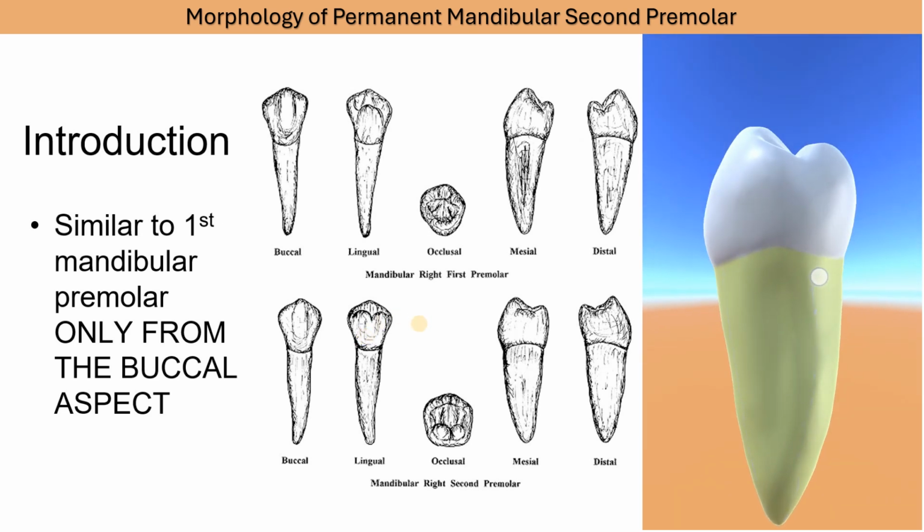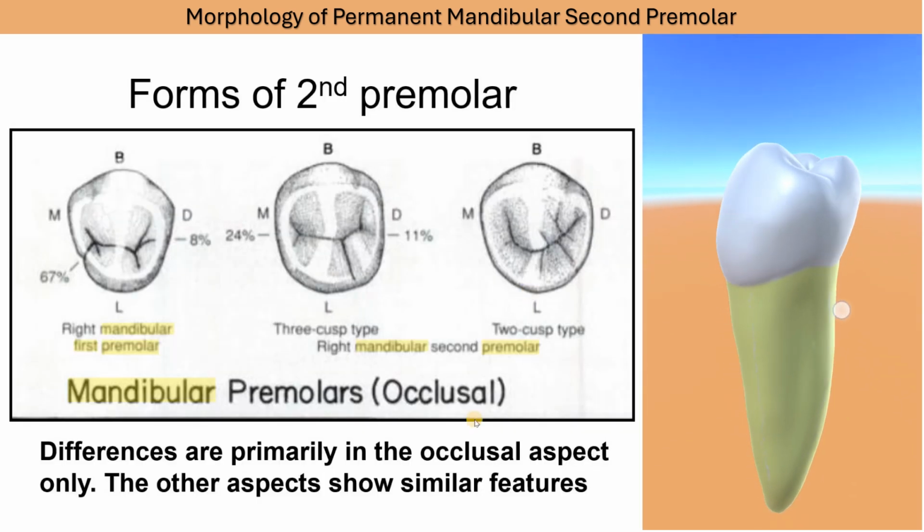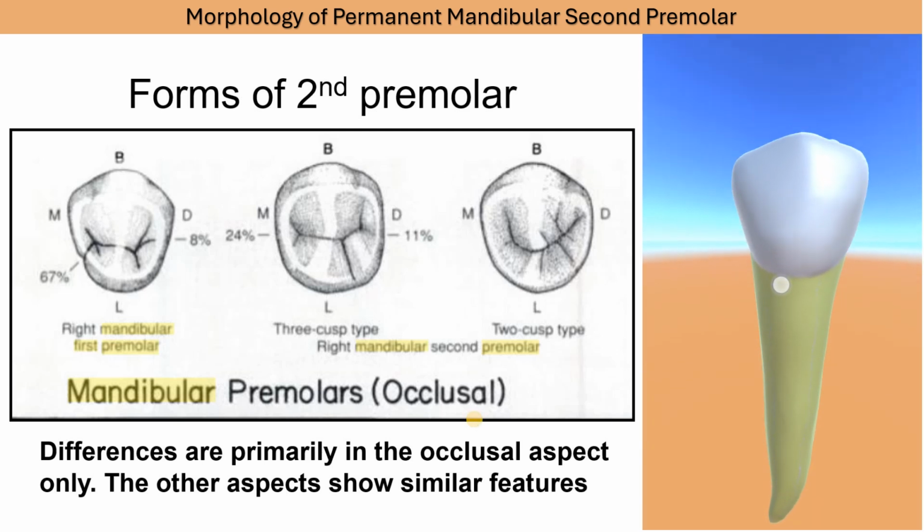Another feature that is very prominent is from the proximal surface, where you can see that the lingual cusp is much more well developed than the first premolar. So let's have a look at the mandibular second premolar.